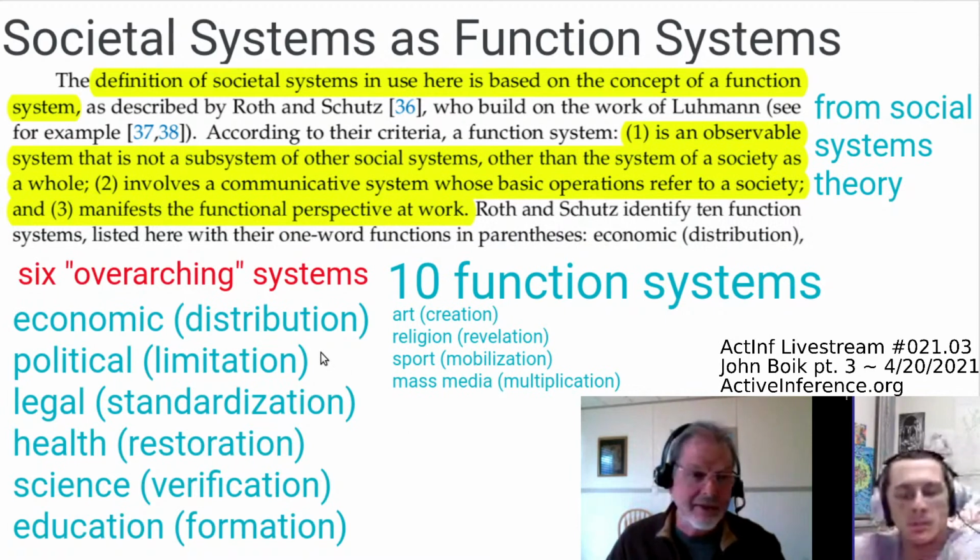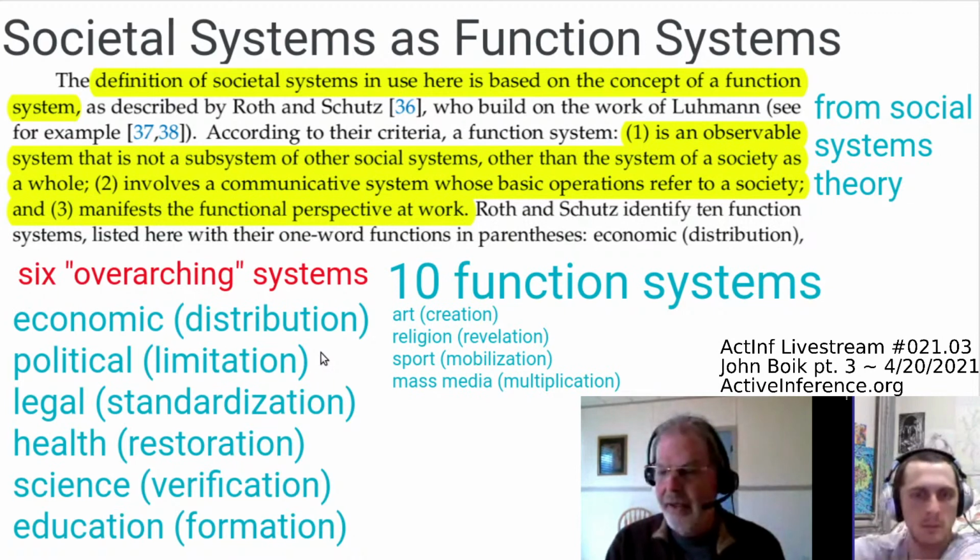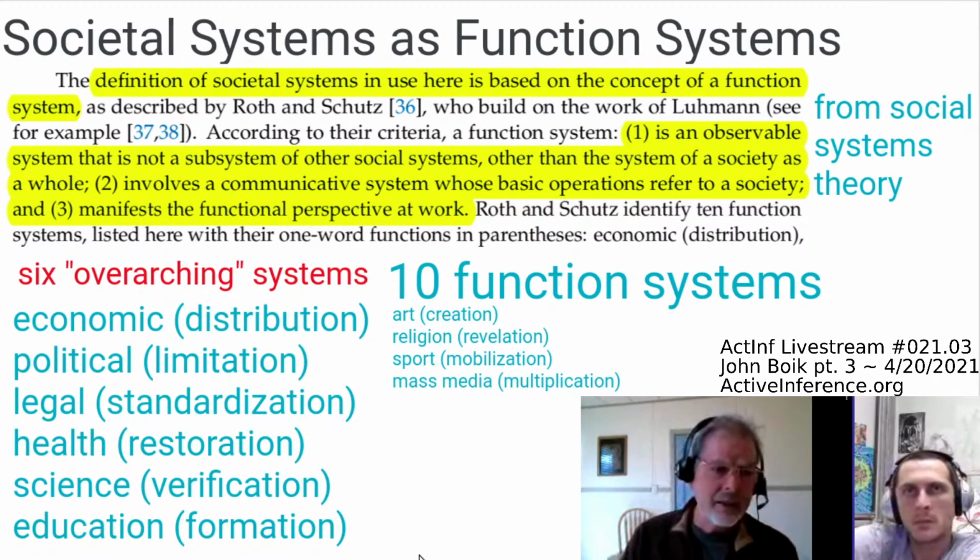So the one-word function of the economic system is distribution. The one-word function of the legal system is standardization. The health system is restoration, and so on. The education system is formation. There are 4 other function systems that Roth and Schultz identify: art, religion, sport, and mass media. And I do talk about these, but I talk about them more indirectly.